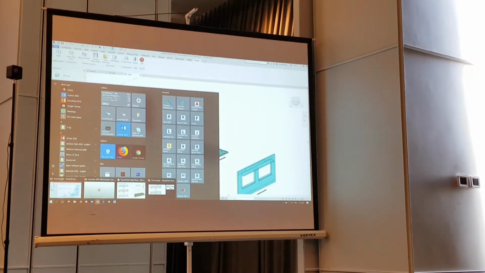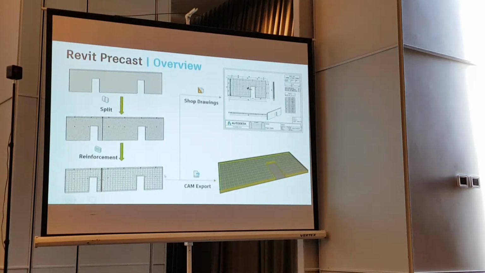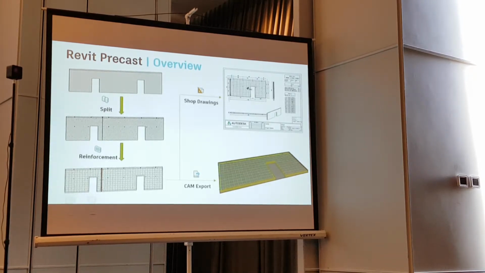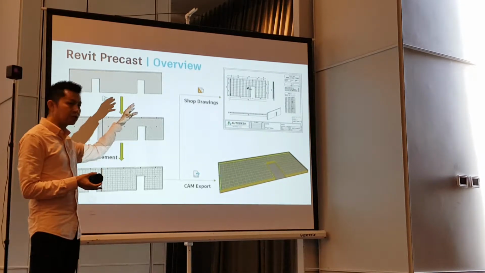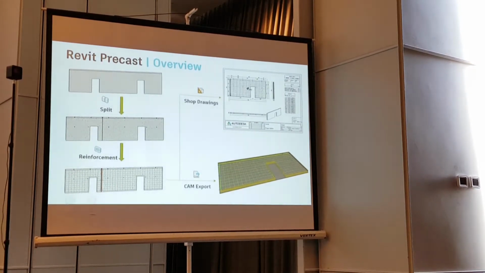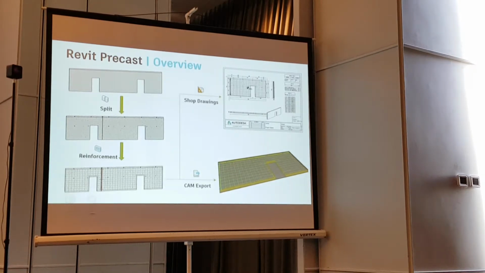Now, let me go back to my slides. Revit Pre-Cast is very simple. From a design model, you split it into panels. You put in your reinforcement and detailing, and then you produce the shop drawings and also the CAM export. In the settings, you only have two exports: one is PXML, and the other one is Unitechnik. Commonly, people use PXML in the industry. That is what the machine reads. Later, you will go through this process as well.